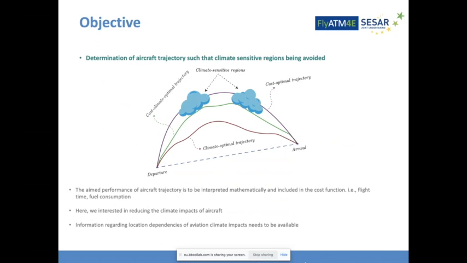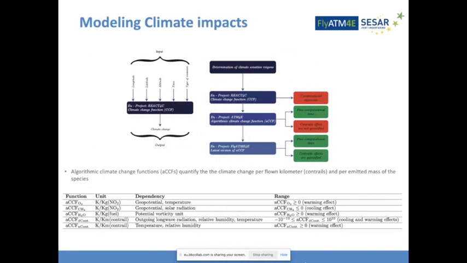To this end, several European projects worked on modeling these climate-sensitive regions, and the latest one, which we participate in, is FlyATM4E. The latest version of ACCFs, which stands for Algorithmic Climate Change Functions, were developed to model the climate-sensitive regions.